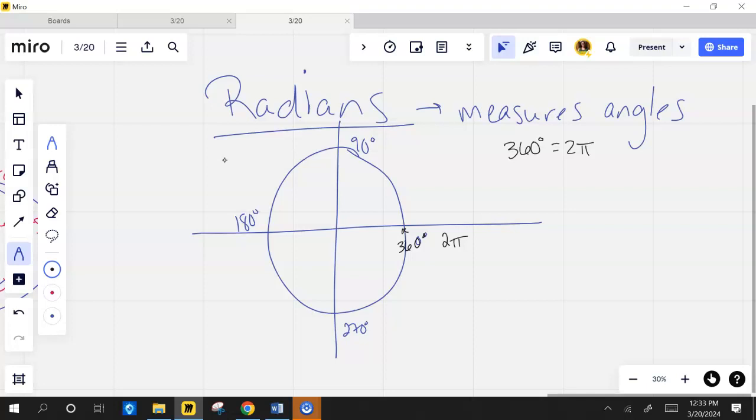Very important. 360 is all the way around the circle. 360 degrees is the same thing as 2 pi radians. Okay? Which means 180 degrees is 1 pi. There you go. The unit circle starting to pop out at us.